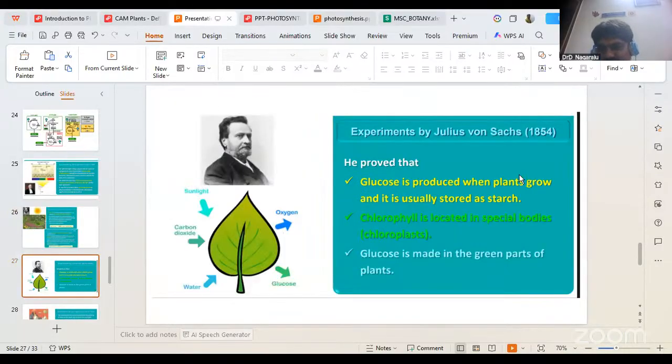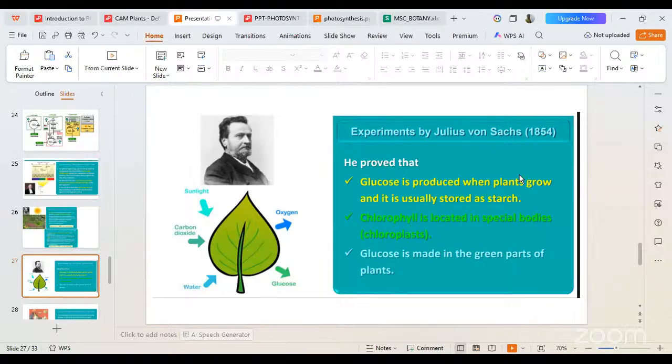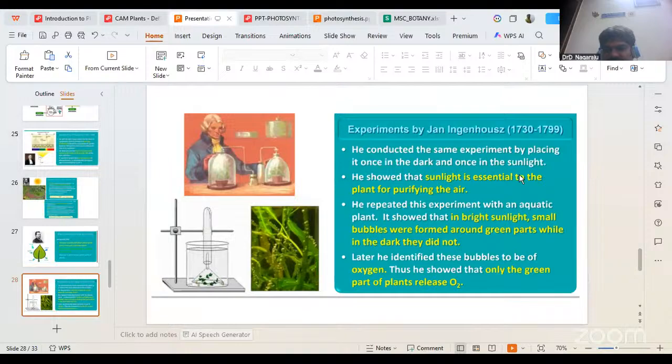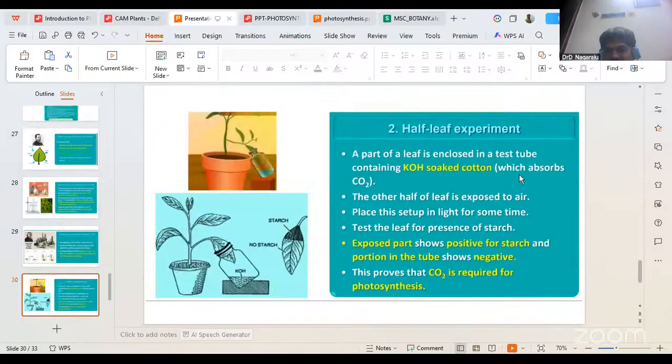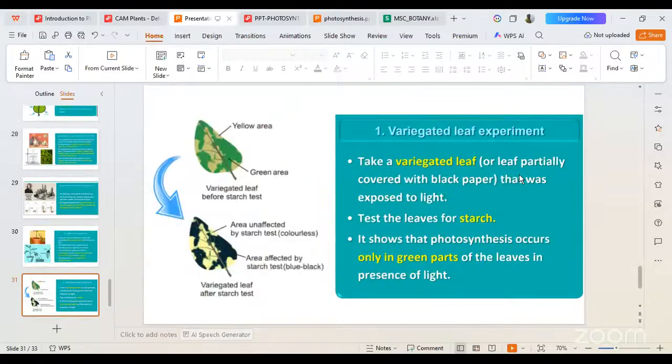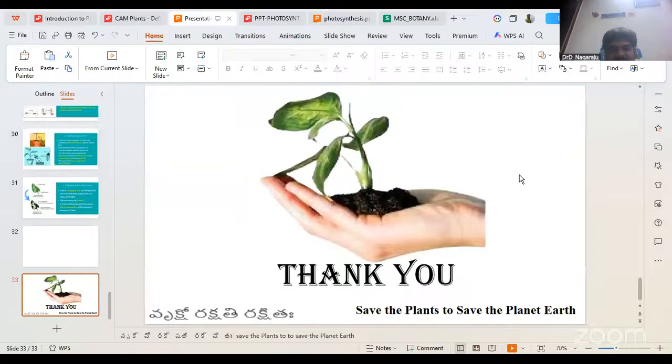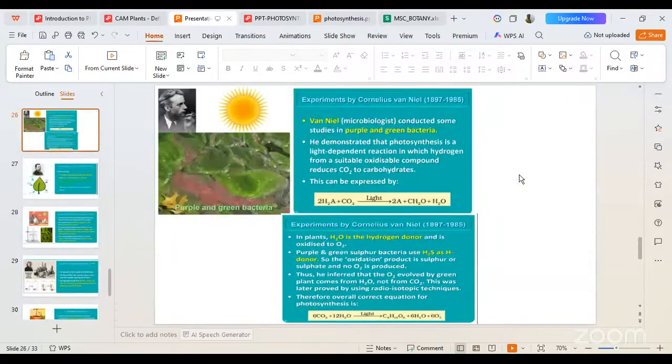Okay, you can see the light. What is it? Julius von Sachs, what did he say? Plants produce the starch. Okay, and there are other experiments also. Priestley, oxygen releasing. First, Joseph Priestley, oxygen releasing from the plant. He did the experiments with the leaf and with the vigorous leaf. So many experiments are there like that.